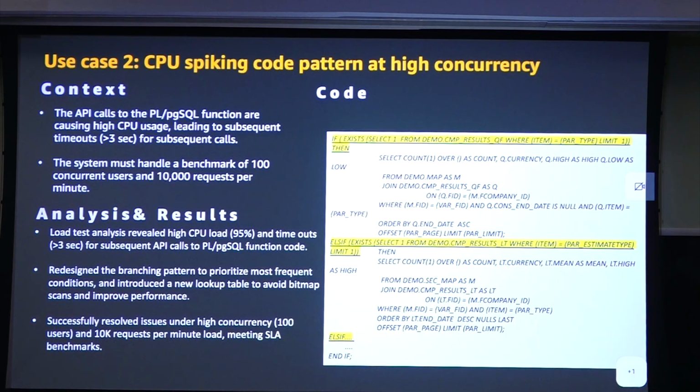The second use case is the CPU spiking code pattern at high concurrency. This again falls into the same database context.